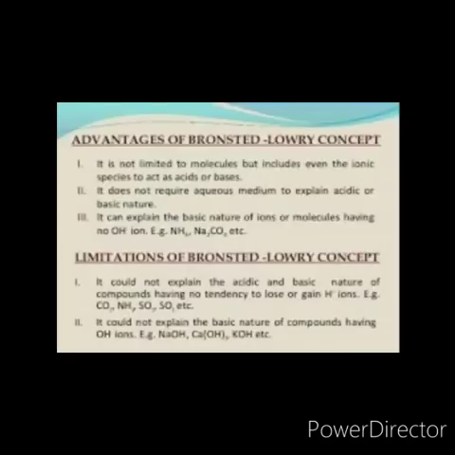The next point in Lowry-Bronsted theory is the conjugate acid and base. The conjugate base is the species produced when an acid donates a proton, and the acid produced when a base accepts a proton is the conjugate acid of that base. Next, we see the advantages of the Bronsted-Lowry concept.